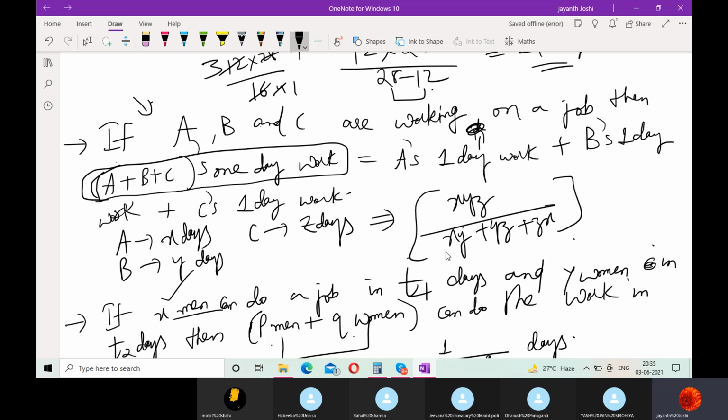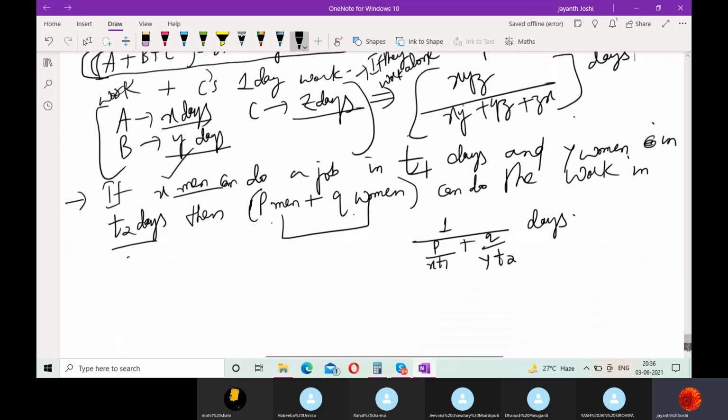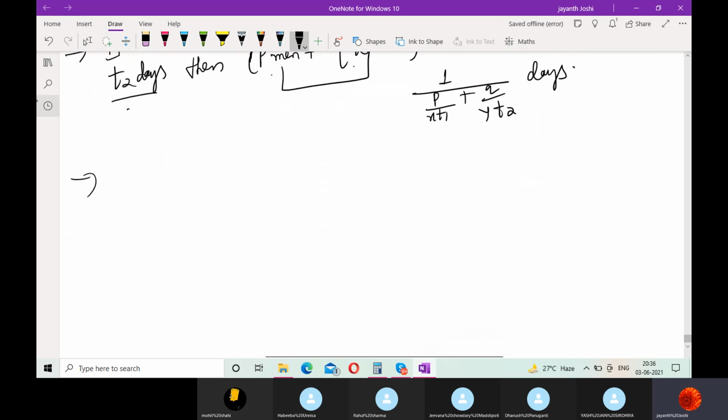Write down this formula. Now here they are working alone. If they work alone, A will take X days, B will take Y days, C will take Z days. But if they do combined work, they can do it in this many days. Let's do a question on this. I'm giving you a question right now. Now, write down the question.